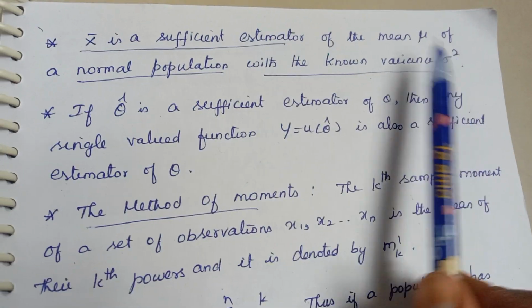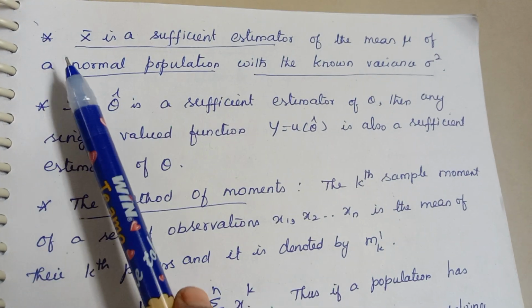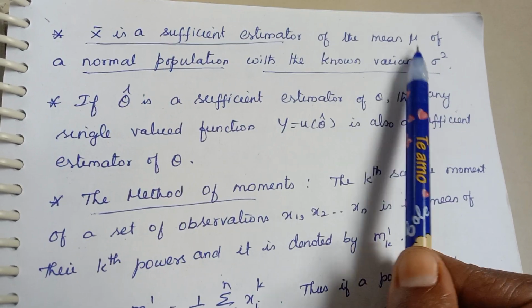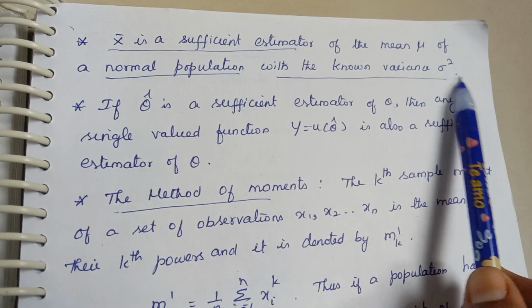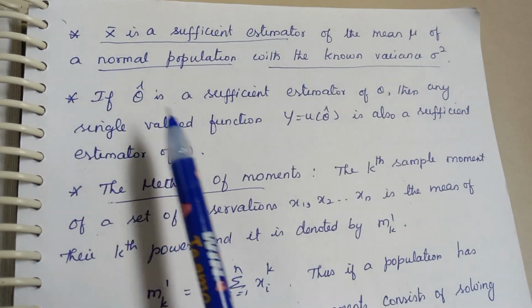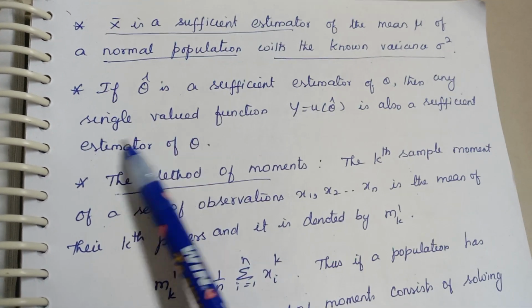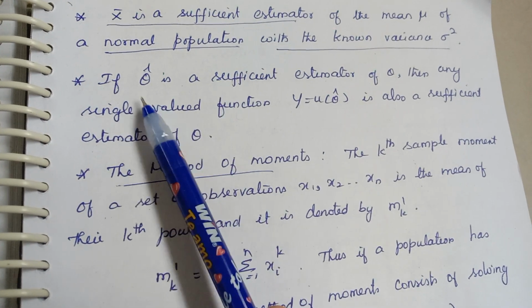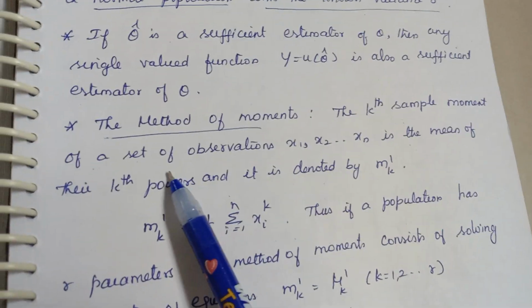Next, x bar is a sufficient estimator of the mean mu of a normal population with known variance sigma square. That is, the sample mean is a sufficient estimator for the population mean when the population variance sigma square is known. If theta cap is a sufficient estimator of theta, then any single valued function of it is also a sufficient estimator. That is, theta cap sufficient estimator means any single valued function will also be a sufficient estimator.